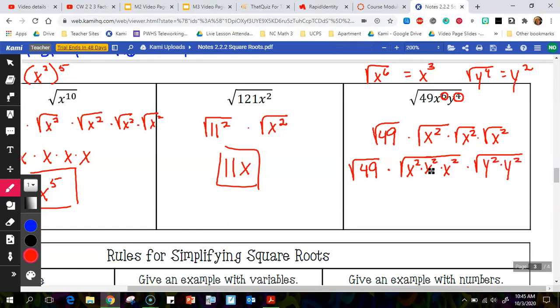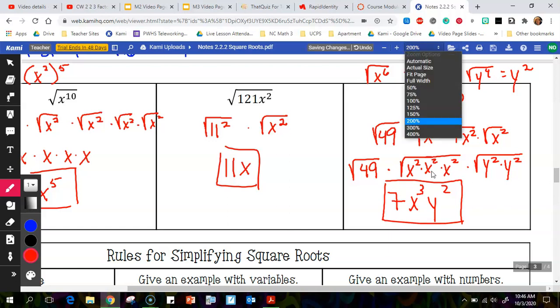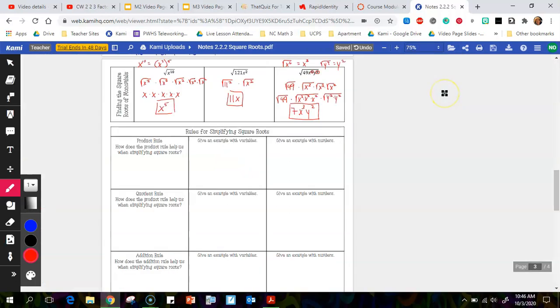Okay, so then the square root of 49 is 7, and I think it's going to be easier actually when we get to some other numbers. The square root of x to the 6th is x cubed, and the square root of y to the 4th is y squared. So that is that square root simplified.